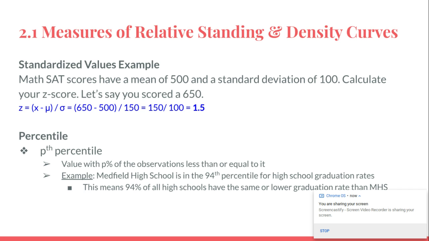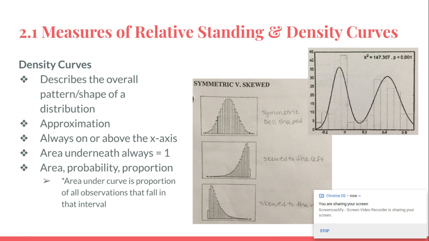A percentile is just a value with P% of the observations less than or equal to it. So if we said that Medfield High School is in the 94th percentile for high school graduation rates, this means that 94% of all high schools have the same or lower graduation rates than MHS.